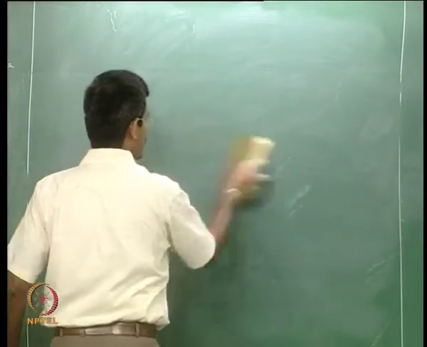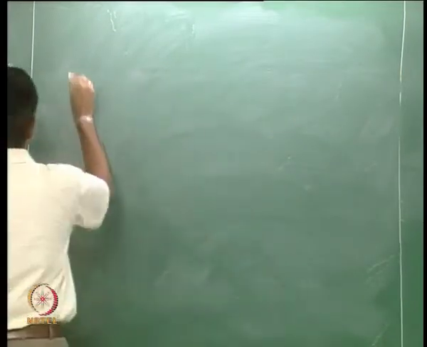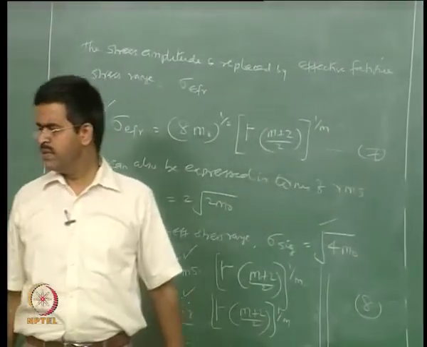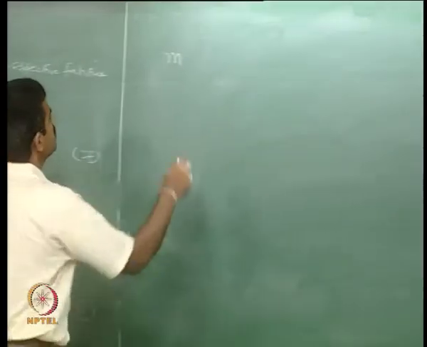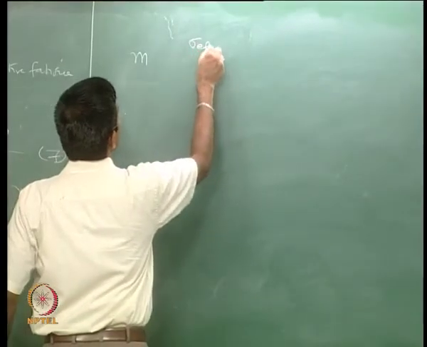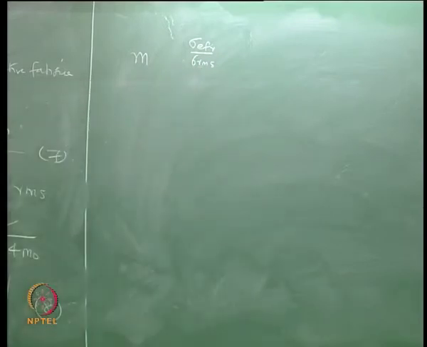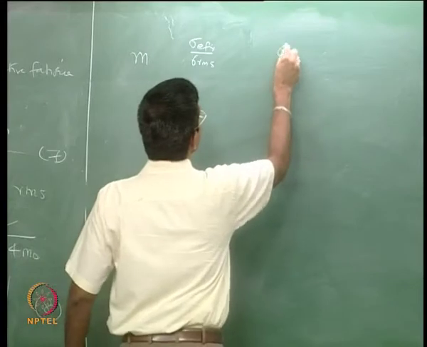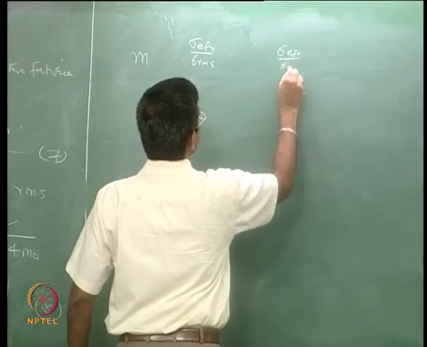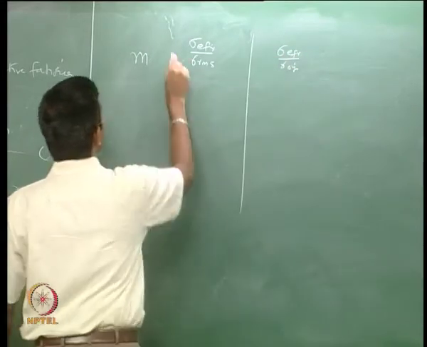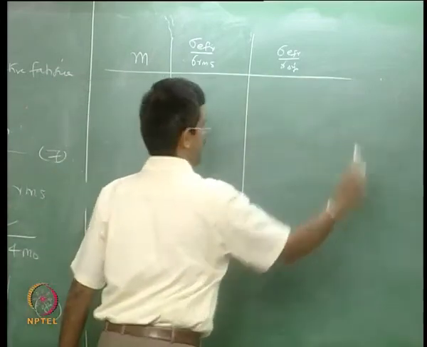So, for our understanding, let us plot a table for different values of m. M is nothing but the slope of the SN curve, where I say sigma EFR by sigma RMS, sigma EFR by sigma significant for different values of m.